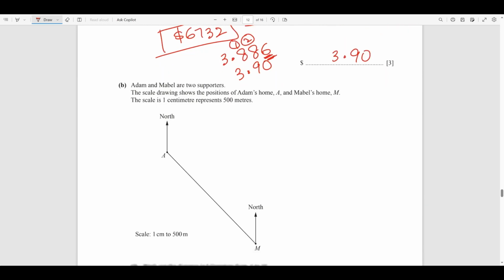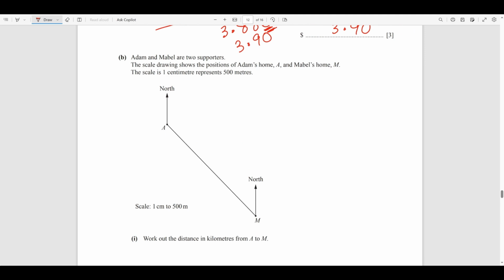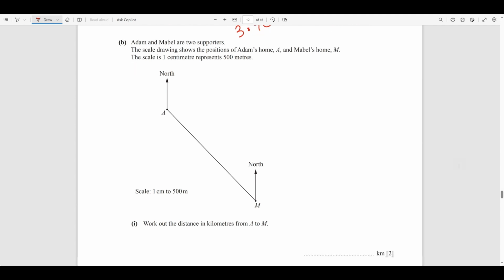Right. Part B, Adam and Mabel are two supporters. The scale drawing shows the positions of Adam's home A and Mabel's home. Okay, so this is Adam and Mabel's home. Fine. The scale is 1 centimeter represents 500 meters. Scale, okay. Work out the distance.